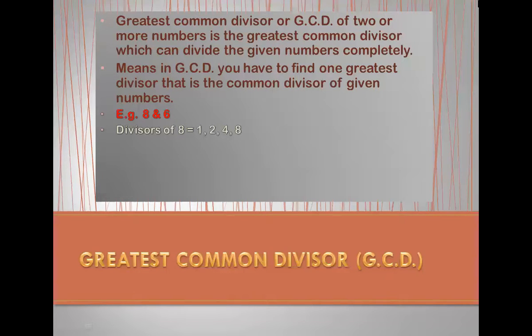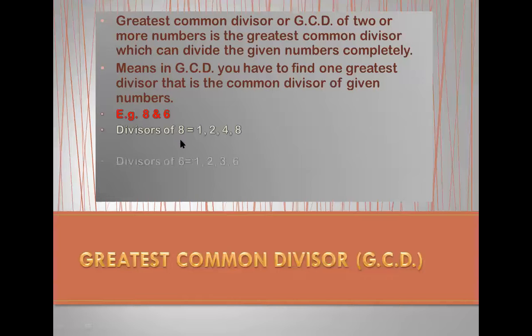It means your given number 8 can be divided by 1: 1 into 8 is 8. Your given number 8 can be divided by 2: 2 into 4 is 8. Your given number 8 can be divided by 4, as well as by the number itself, that is 8. So these four numbers are the divisors of 8. These numbers can divide your given number 8.